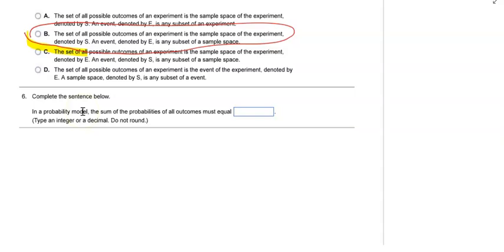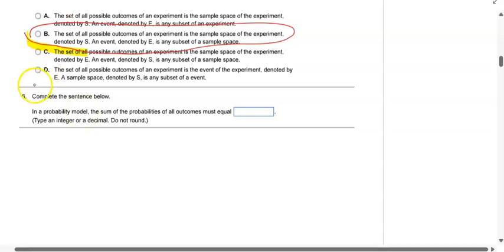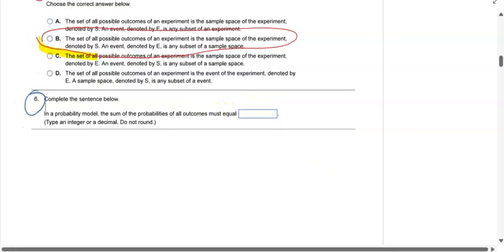Question number 6. Complete the sentence below. It is a fill in the blank question. In the probability model, the sum of the probabilities of the outcomes must equal 1. Therefore you type the integer 1 here.